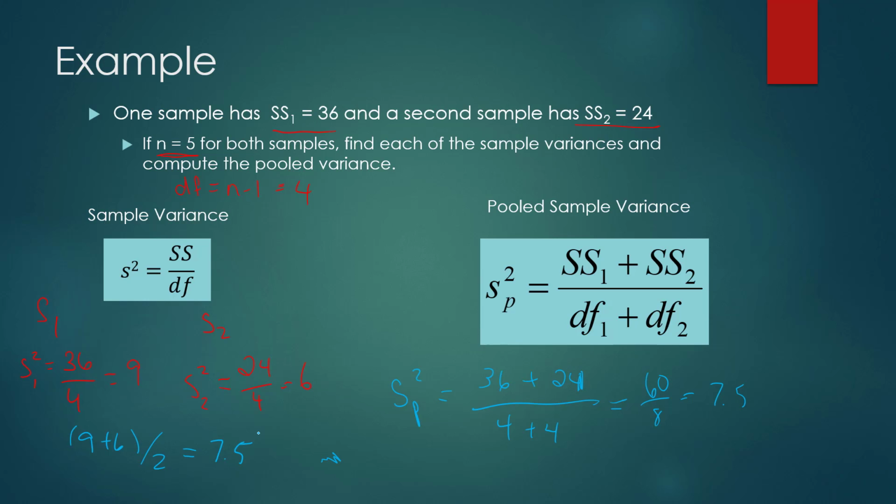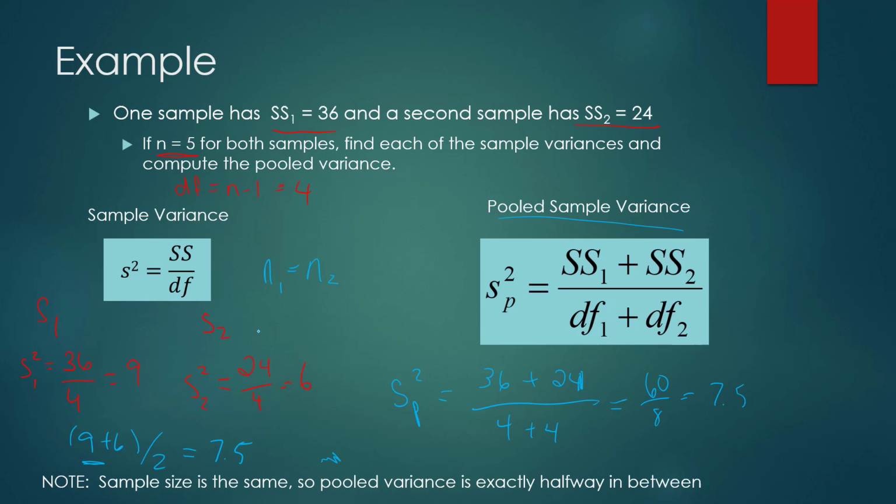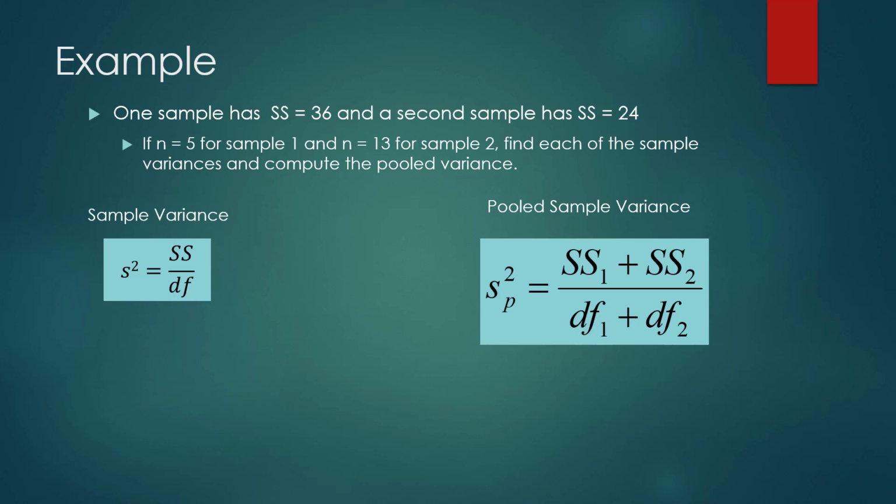And that's because n1 equals n2. So that's just to show you that if you had the same sample size, you wouldn't necessarily have to use the pooled sample variance formula. You could simply add up the variances and divide by 2. So note, the sample size is the same, so pooled variance is exactly halfway in between.